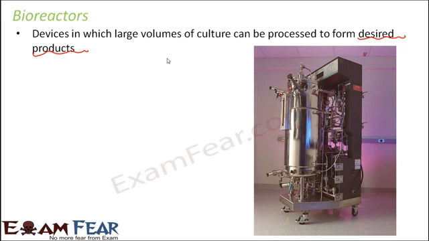Here an appropriate environment is provided for optimal growth and metabolic activity of the organisms, because it is due to the metabolic activity of these organisms that all these desired products can be formed. We are interested in their gene, and to get that gene, that organism should be healthy enough, it should grow, it should undergo its metabolic activities. So all those things should happen.